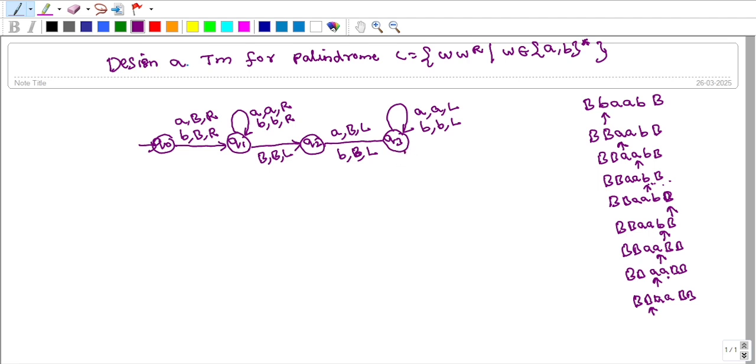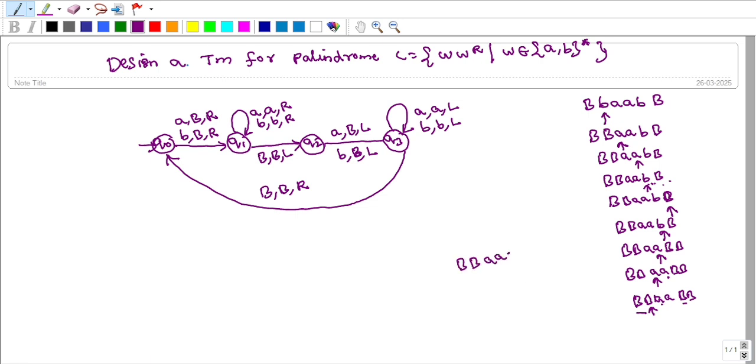So in this case from Q3 to Q0, B is replaced by B, move on the right. Now B is replaced by B. So in this case now I will just write it here. B is replaced by B and move on the right means what will happen? B is replaced by B, move on the right.